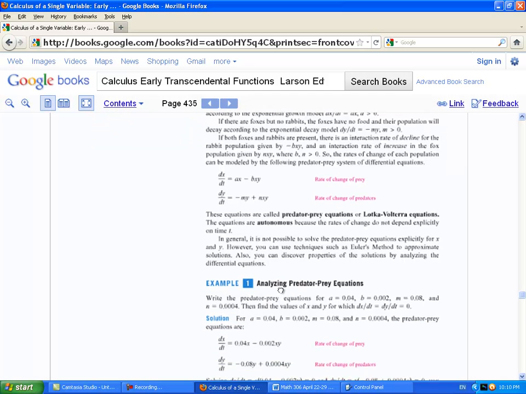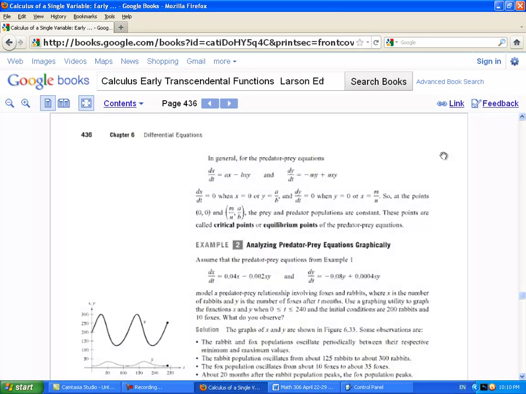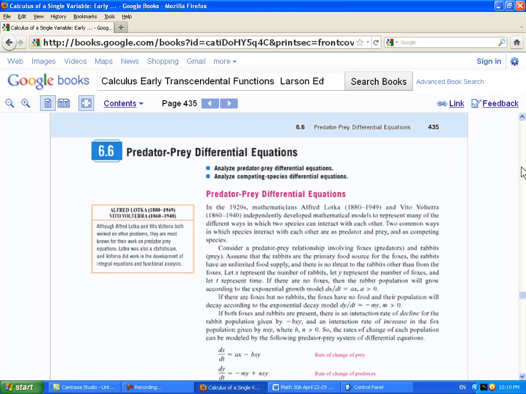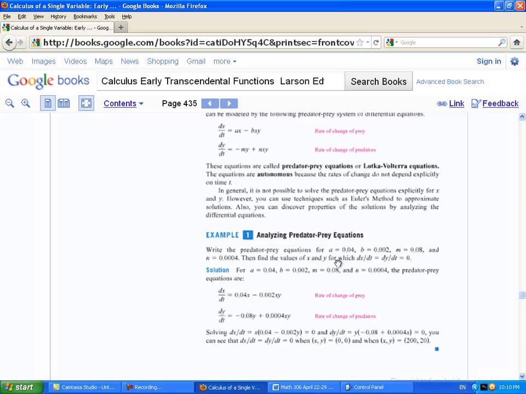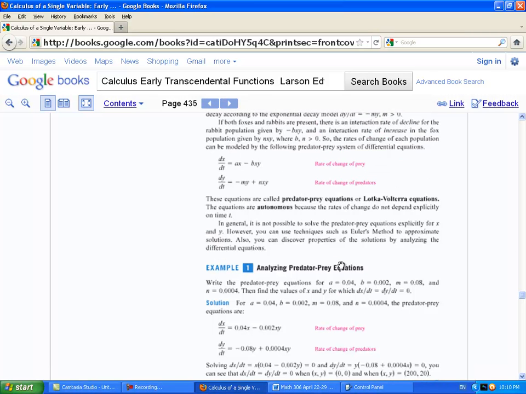Okay. First of all, in order to analyze this in a practical situation, let's get back there. I don't know why it's jumping like that. Let's just scroll like that. Okay. We need to get some practical values. So presumably you could get the values for a, b, m, and n by observing foxes and rabbits. In this case, we're just going to plug in these values that they give us. a is 0.04, b is 0.002, m is 0.08, n is 0.0004.